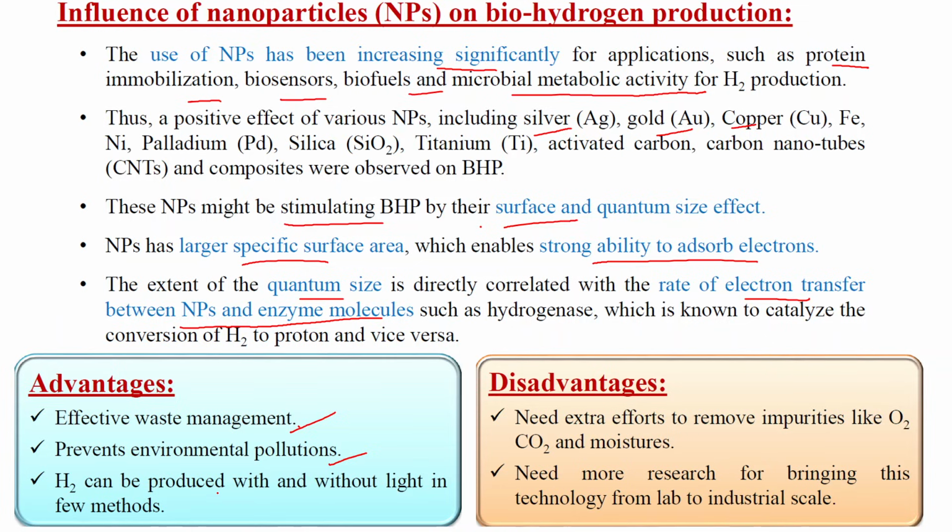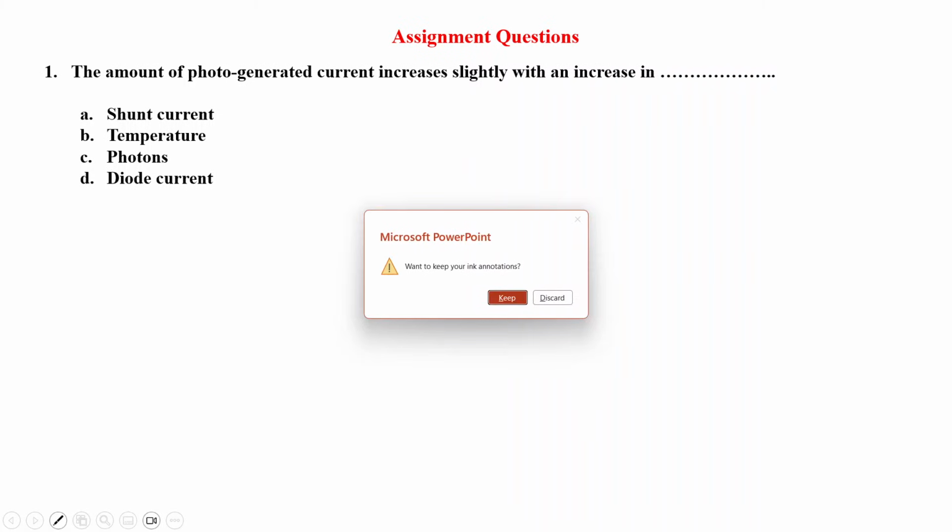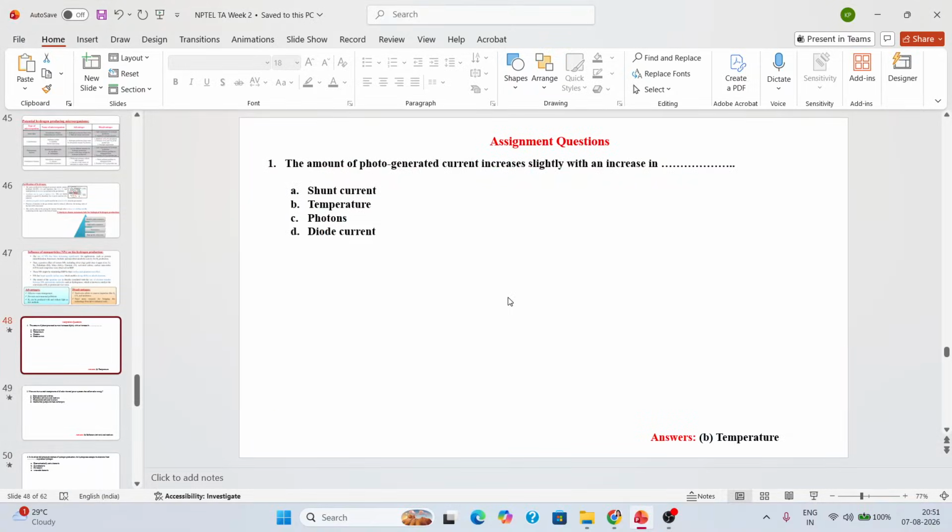Hydrogen can be produced with and without light in a few methods. Need extra efforts to remove impurities like oxygen, carbon dioxide, and moisture. Need more research for bringing this technology from lab to industrial scale. So it needs more development. It is still not completely developed. Okay. Now coming on to the questions. It would be great if you guys will engage in the question answers.